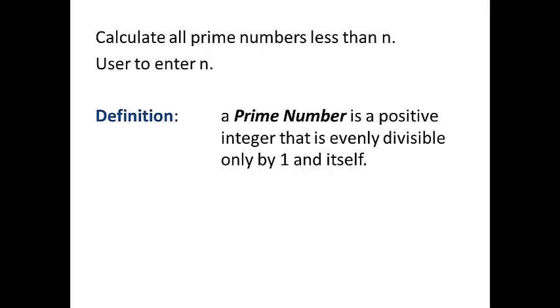A prime number is a positive integer that is evenly divisible only by 1 and itself. So all the prime numbers under 30: 2, 3, 5, 7, 11, 13, 17, 19, 23, and 29. And as you look at each of these, you can see that each of them is divisible only by 1 and itself. And prime numbers exclude the number 1.